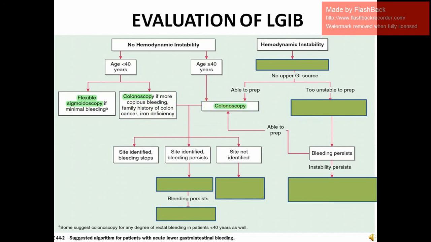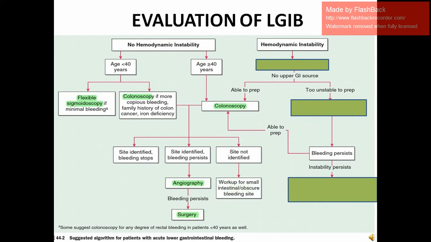Once the site is identified and the bleeding stops, we can now manage our patient accordingly. But if the site is identified, however the bleeding persists, we can do angiography. But if the bleeding still persists, we can opt to do surgery. If the site is not identified, we have to work up for small intestinal or obscure bleeding site.